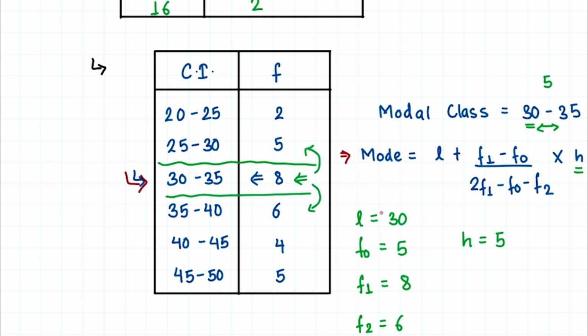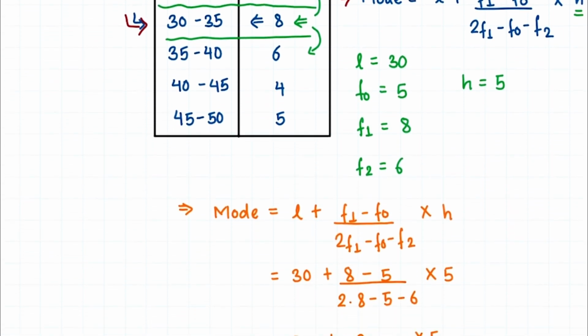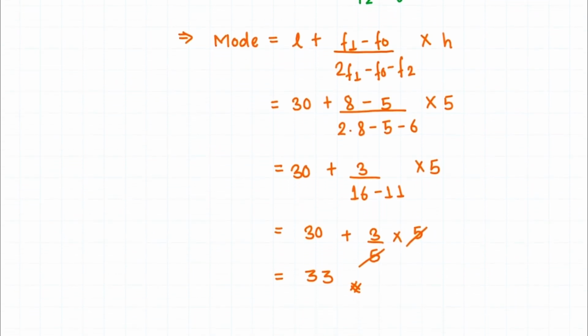So you just need to know what these terms mean, okay? So this L means the lower limit, F0, F1, and F2 are the frequencies of the class just above the modal class, the modal class, and the class just below the modal class, and our H is the width of our class, or the gap of our class. And if you put those values in your formula, then you can easily find the mode.